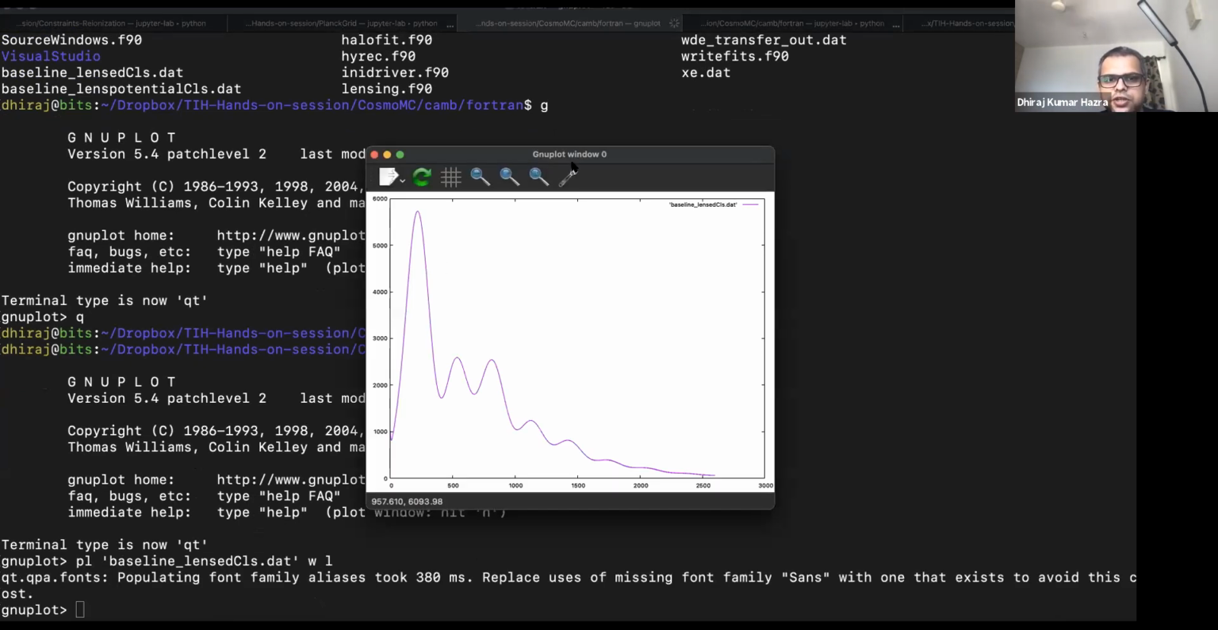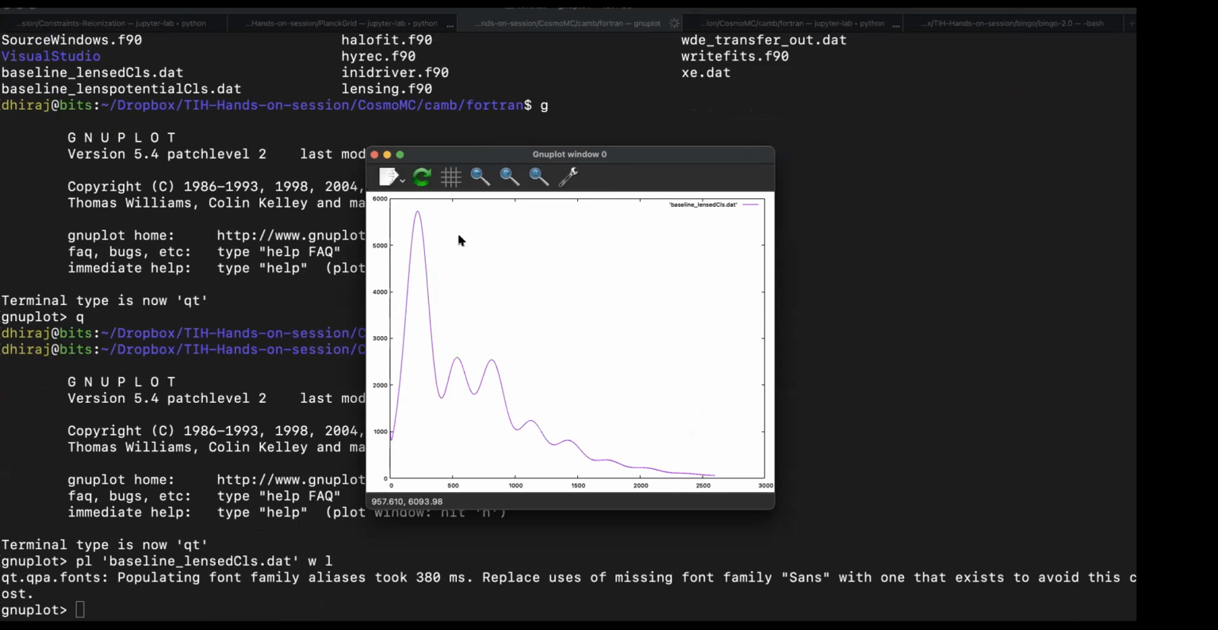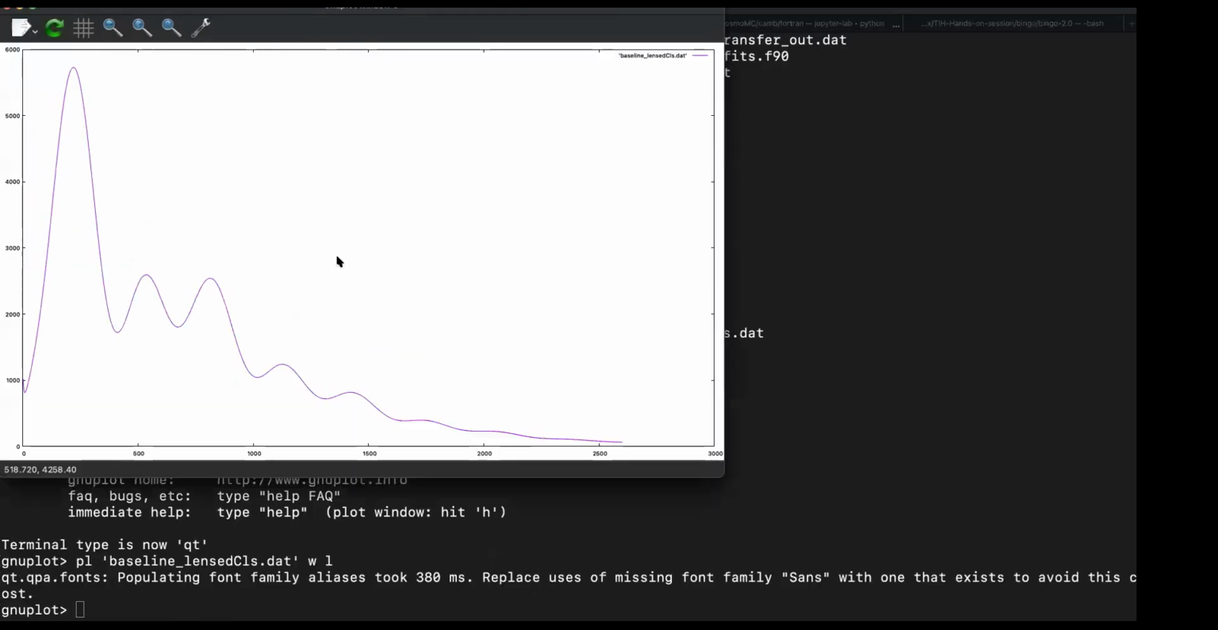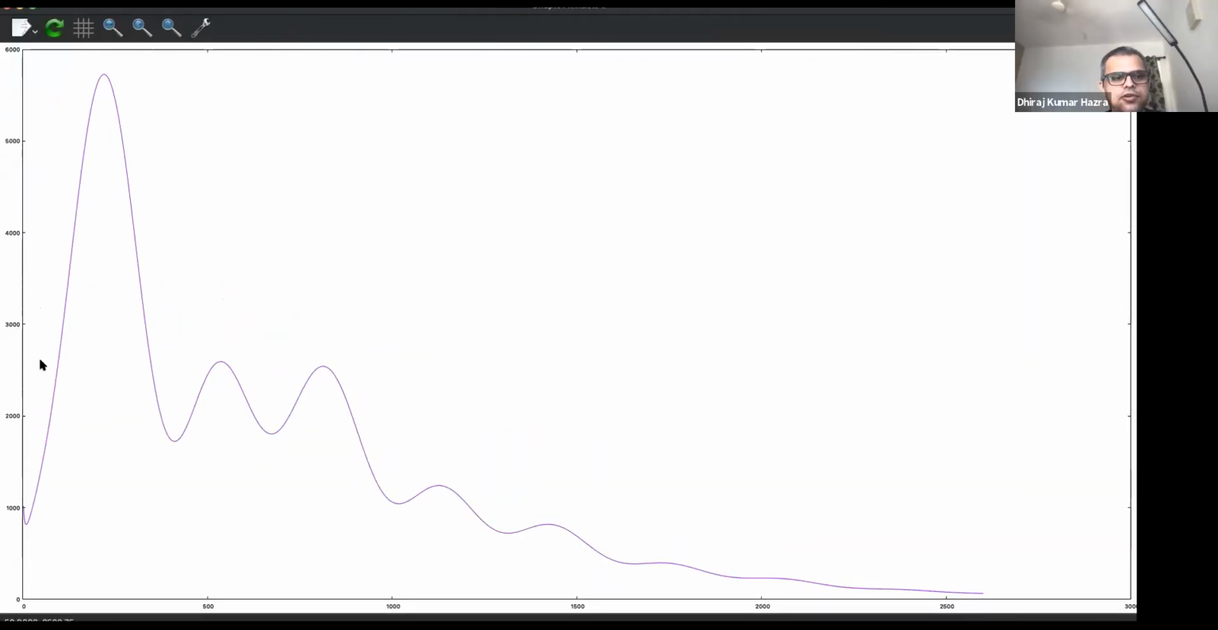Are you able to see my GNU plot? Yes, sir. Okay. So this is the famous angular power spectrum from CAMB.